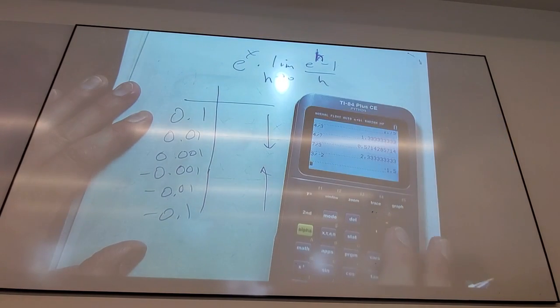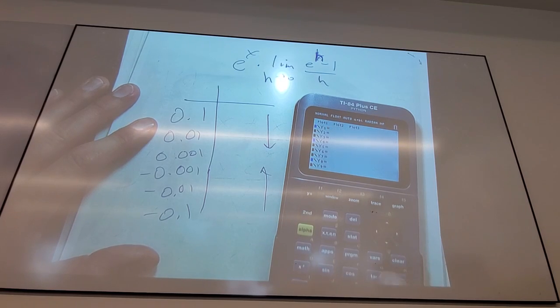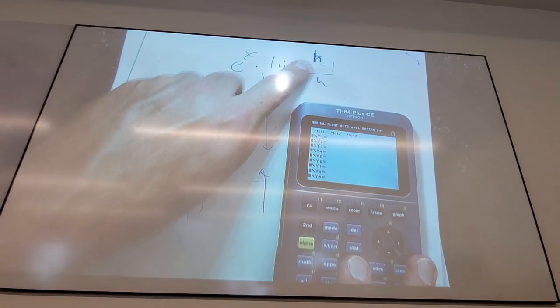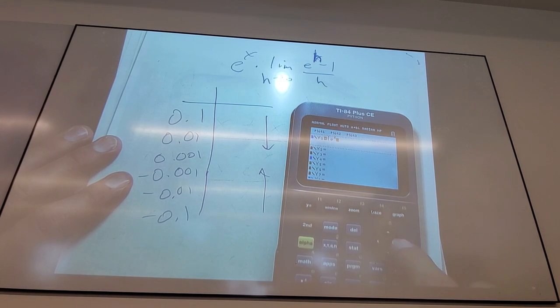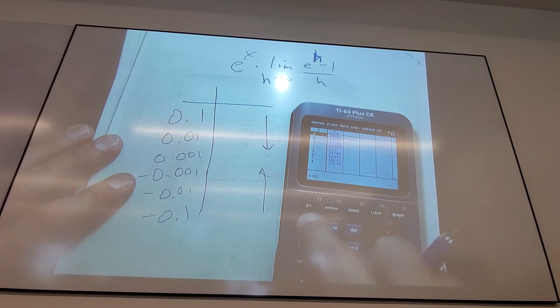All right, so what I'm going to do is put in here, I know this is h, doesn't matter what variable, so I'm going to do e to the x minus 1 divided by x. Then I'm going to go to table. Let me do this. This makes it easier.